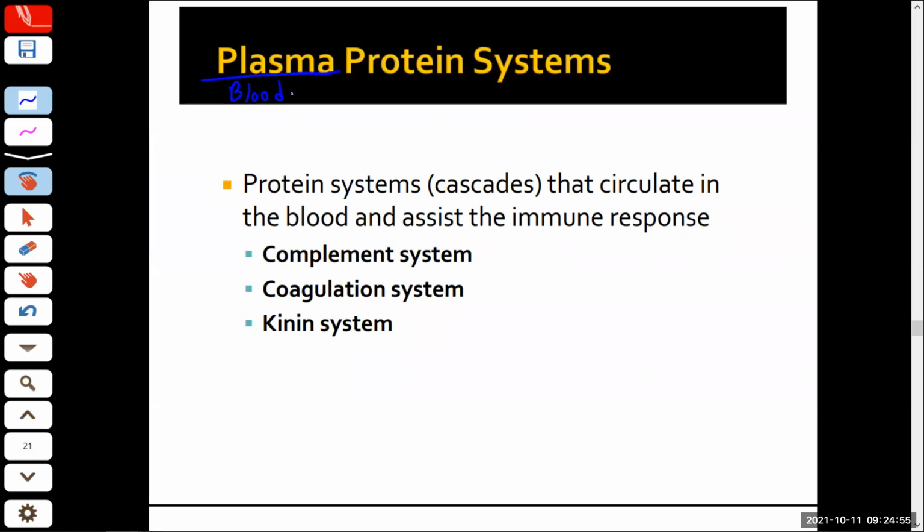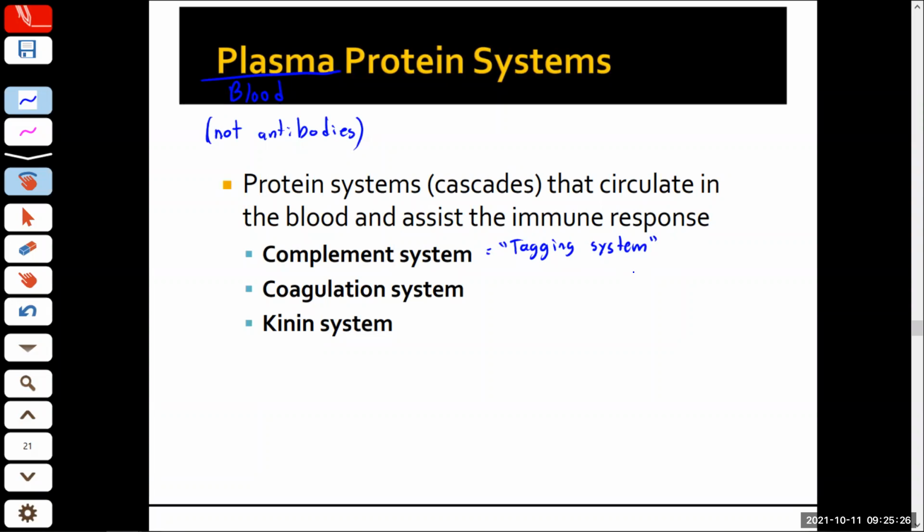Now, these plasma proteins, I want to emphasize, are not antibodies. We'll talk about antibodies in the second part. These are not antibodies. These proteins are floating around and they complete one of three functions. So just an overview, the complement system is like a tagging system.